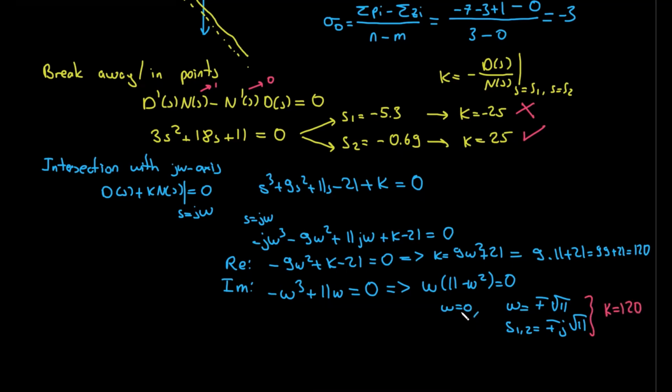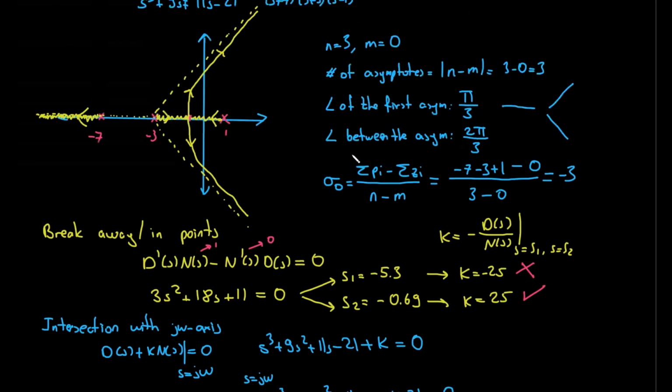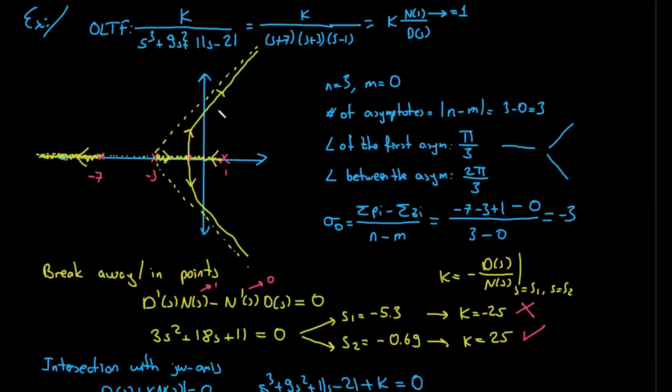Another solution was omega equal to 0. So when omega is equal to 0, what is the k value? In that case, k is equal to 21 simply. And that kind of makes sense, because if we go back to our original root locus, we found that these j omega locations are j square root of 11 and minus j square root of 11. And we also find the corresponding k values for that. So let me write that in another color, let's say green.